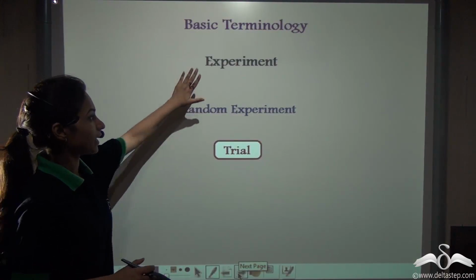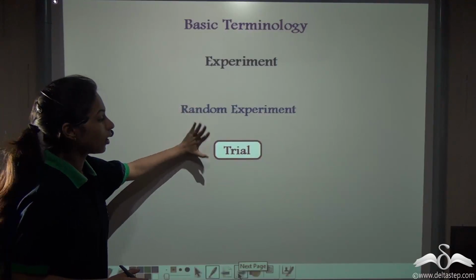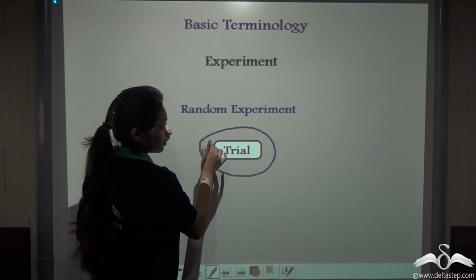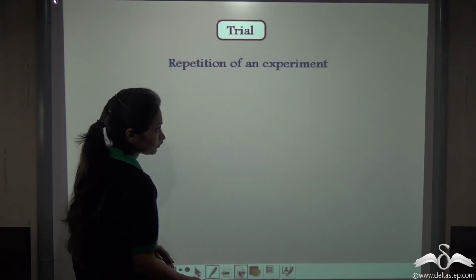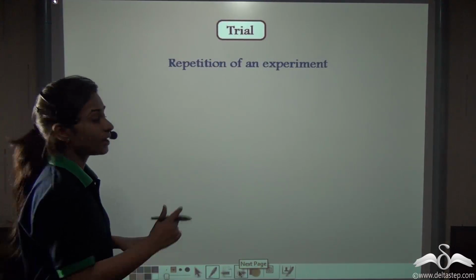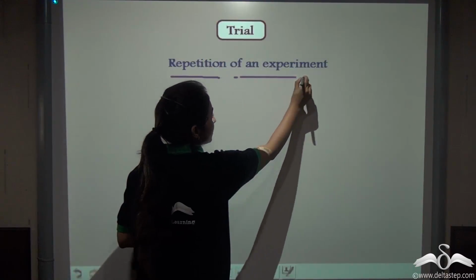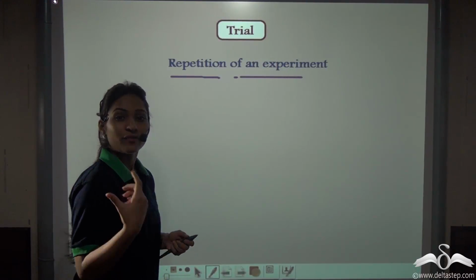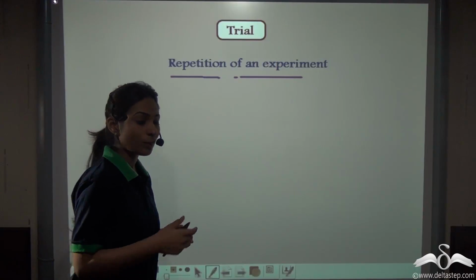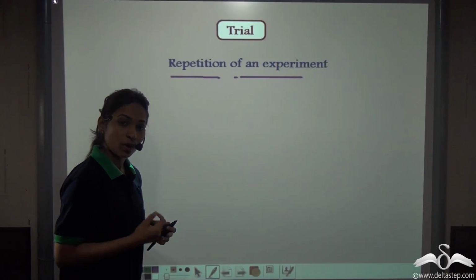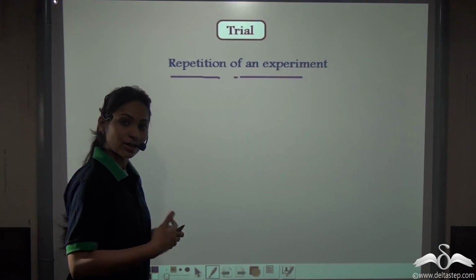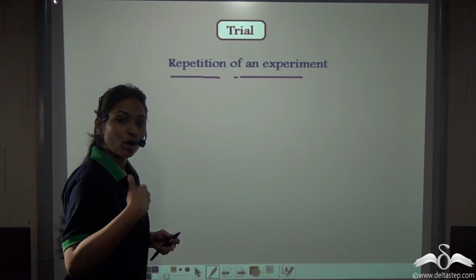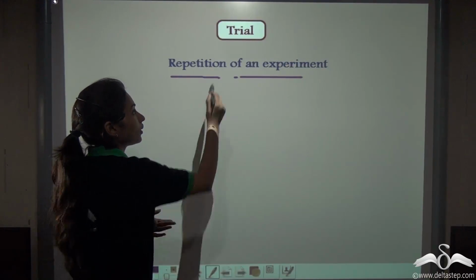So now you are clear with experiment and random experiment. Now we come to a term called trial. Now what is a trial? Well, trial is repetition of an experiment. Just now we were rolling a die. Now when we play Ludo, do I roll a die only once? No, I need to roll it again and again. So rolling of that die again and again will be called a trial.